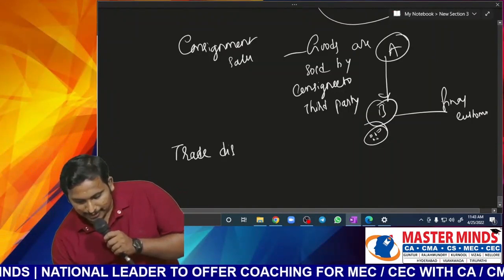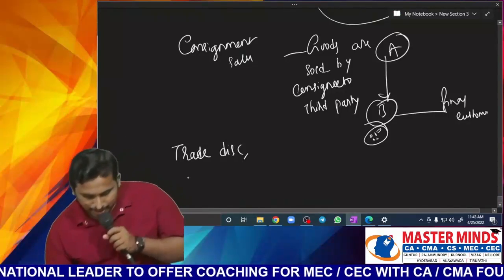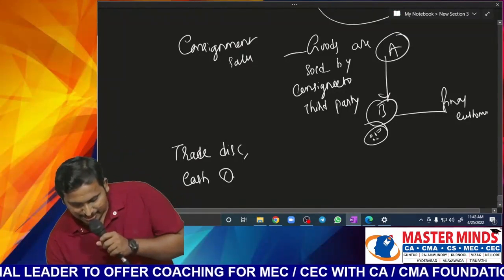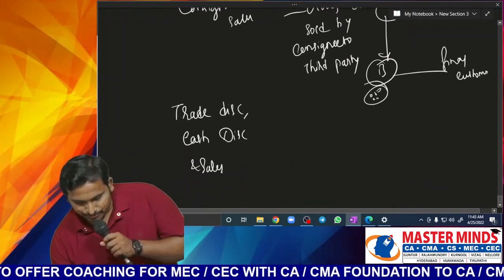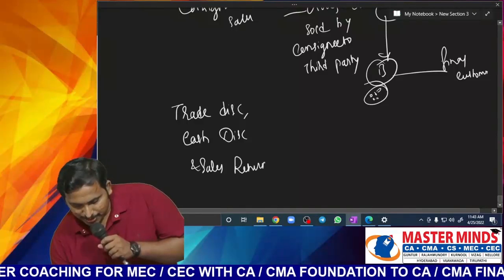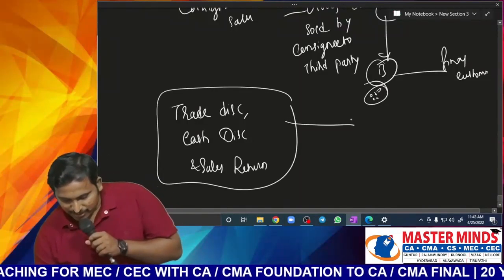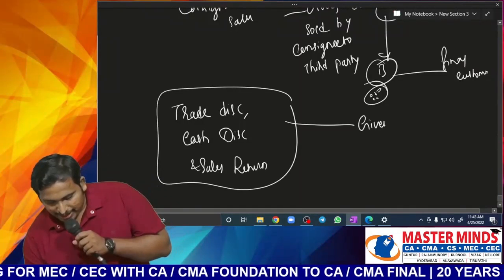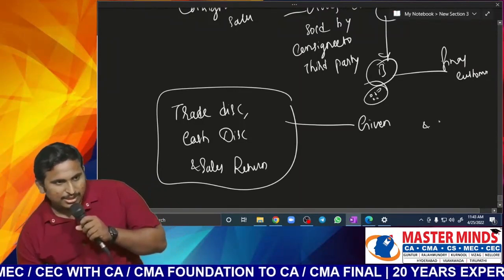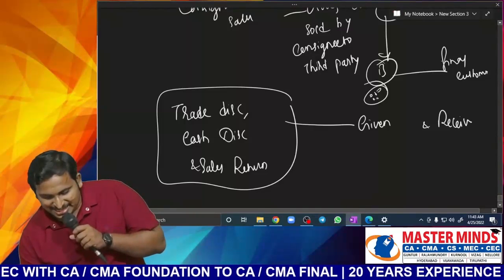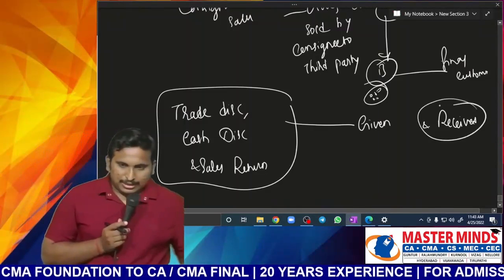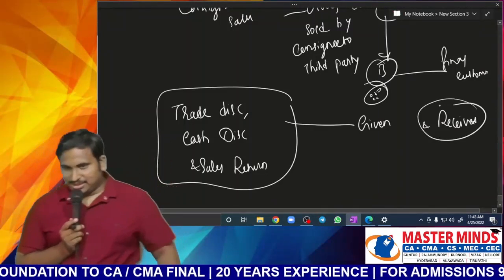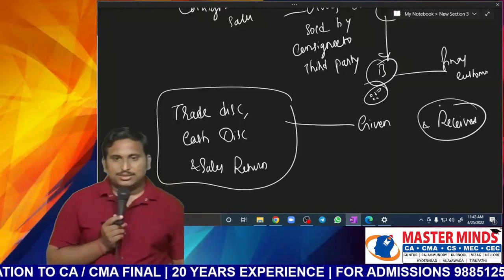Usually trade discounts. What is that? Trade discounts, cash discount, and any sales returns. This also we should know. Can you please tell me? Trade discounts will divide into two: trade discounts given and trade discounts received. First tell me, is trade discount received a revenue for us?